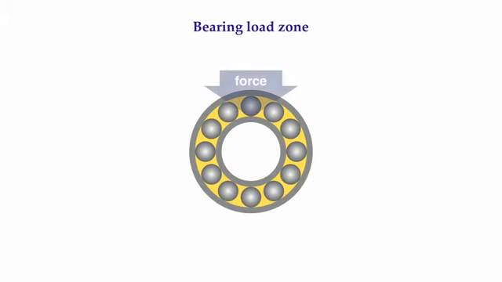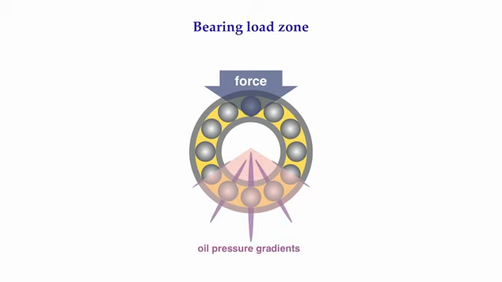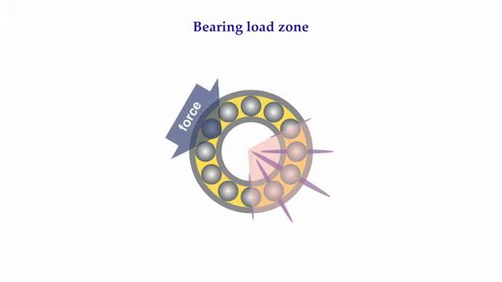If a load is applied in a specific direction as shown in the illustration, at any point in time, only a few of the rolling elements are actually supporting the load in the bearing. This area is known as the load zone. As the shaft rotates, one by one, each rolling element moves into the load zone where the lubricant is squeezed to a very thin film and the pressures are the highest. If the direction of the load changes, so too will the load zone.